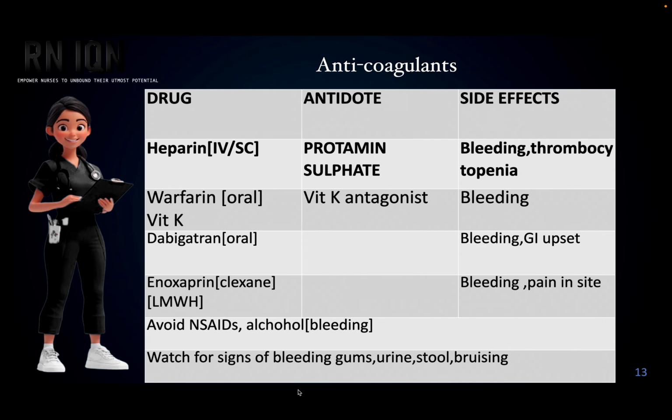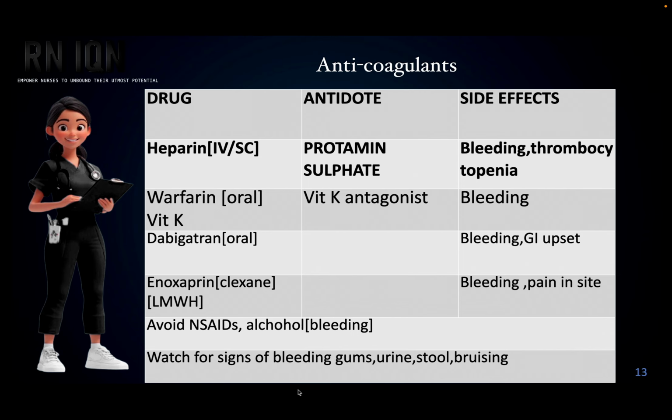The first one is heparin. It can be used intravenously or in the subcutaneous form. The antidote for this medication is protamine sulfate, and the side effects which we can see are bleeding and thrombocytopenia, that is low platelet count. These are the side effects for using this heparin. And if we are giving warfarin orally, vitamin K is the antidote for that, and the side effect we can expect is bleeding.